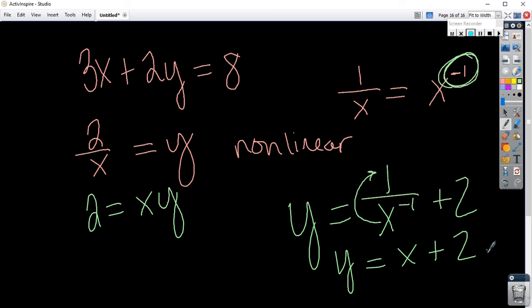All right, so we're looking for exponents other than 1, and if it's not solved for y, we're looking for things like variables being multiplied together and things like that. Yeah. It's a cubic.